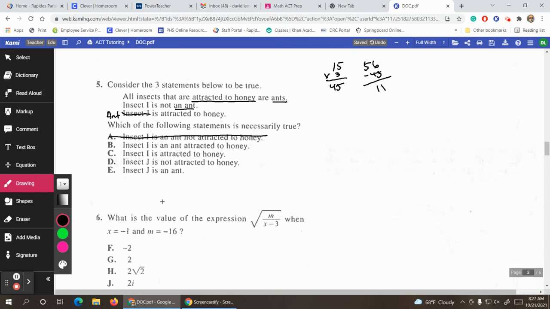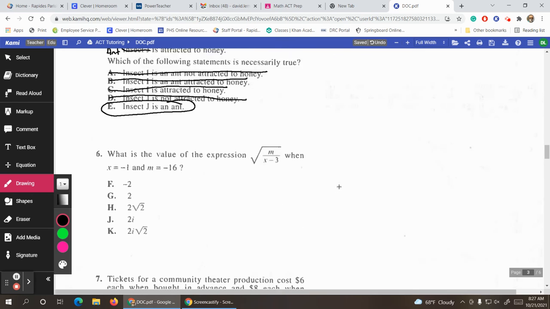Insect I is an ant attracted to honey. Insect I is not an ant, so it can't be that one either. Insect I is attracted to honey. Well, if it's an insect, it has to be attracted to honey to be an ant. Not that one either. Insect J is not attracted to honey. It clearly says insect J is attracted to honey. Insect J is an ant. That's the only one it can be.